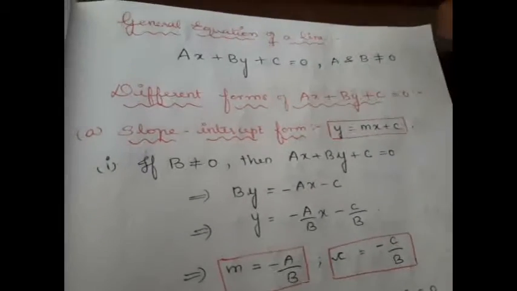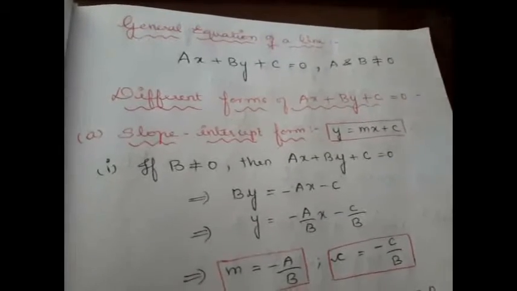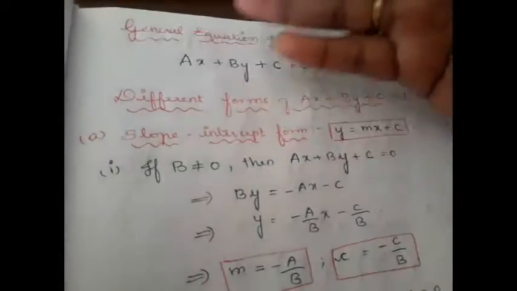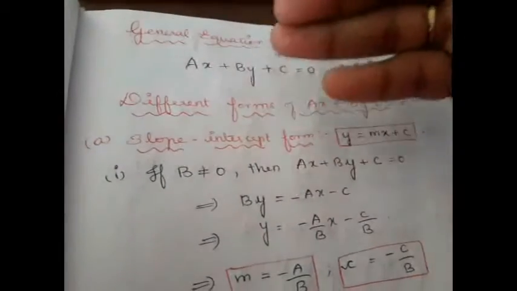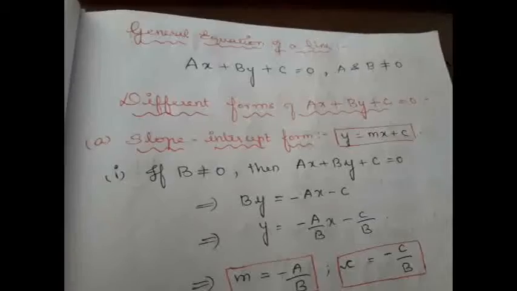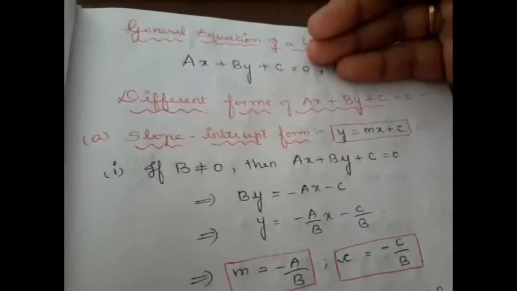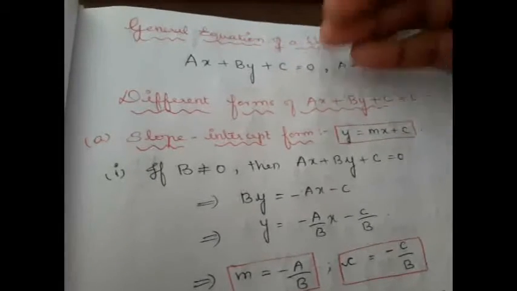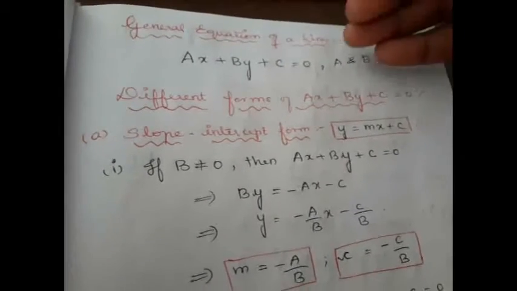What is the general equation of a line? Normally how will we write the equation of a straight line? Immediately we will write ax plus by plus c equal to 0. Right? ax plus by plus c equal to 0 is the general equation of a line. We know it is a linear equation in two variables, and also we know the graph of this equation is a straight line.